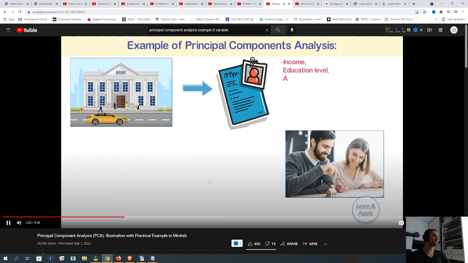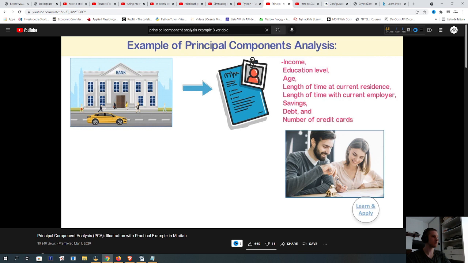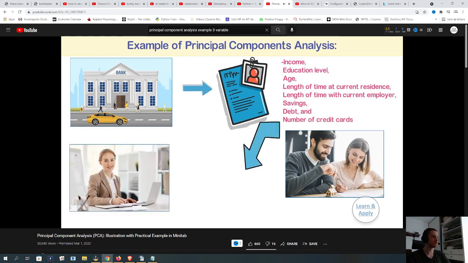Income, education level, age, length of time at current residence, length of time with current employer, savings, debt, and the number of credit cards. A bank administrator wants to analyze this data to determine the best way to group and report it.